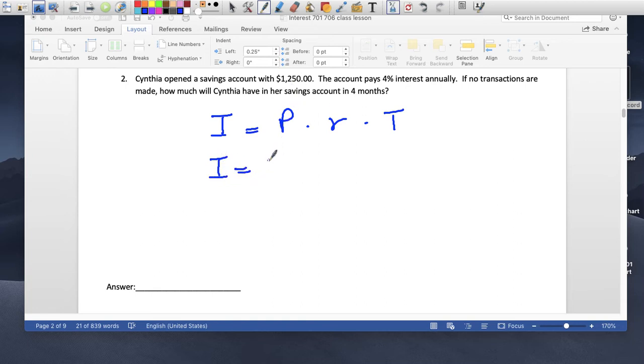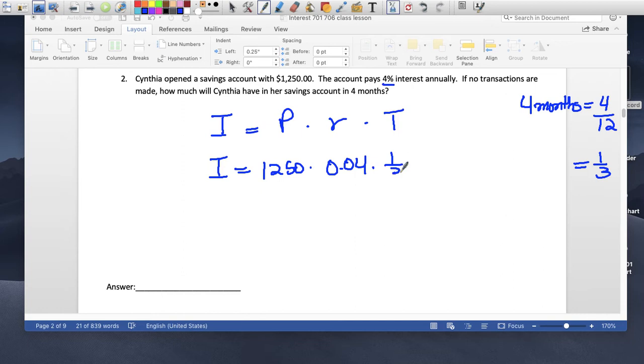P, the principal, how much did she put in? 1,250. The interest rate is 4% or 0.04. And time, so 4 months is the same thing as 4 over 12, right? It's 4 out of 12, because there's 12 months in a year. 4 over 12 is the same thing as 1/3 simplified. So in time, 4 months is the same thing as saying 1/3 of a year.